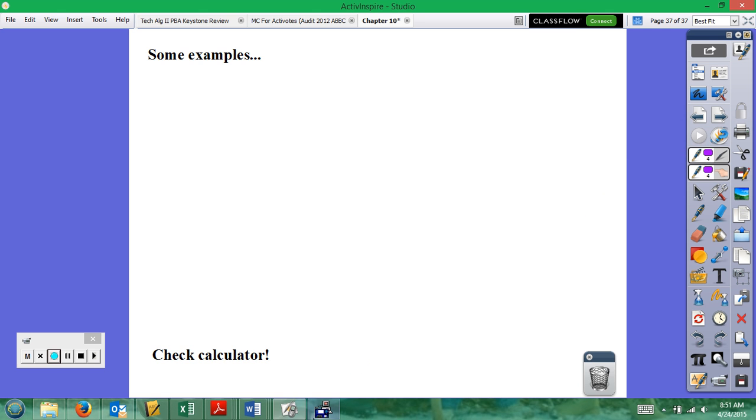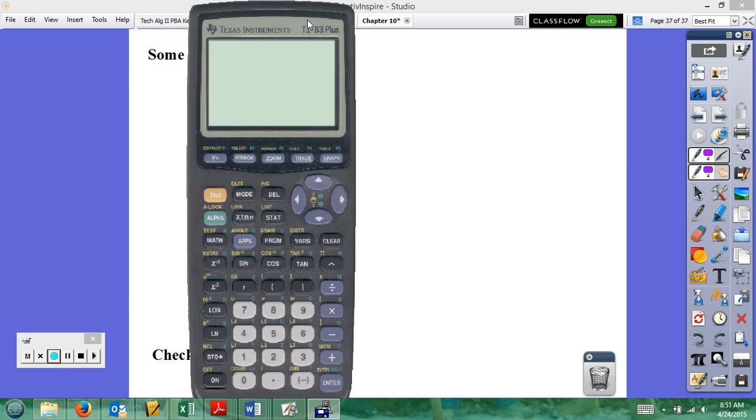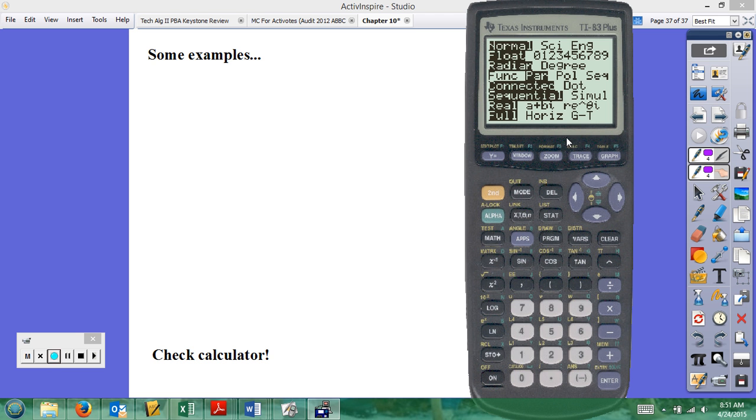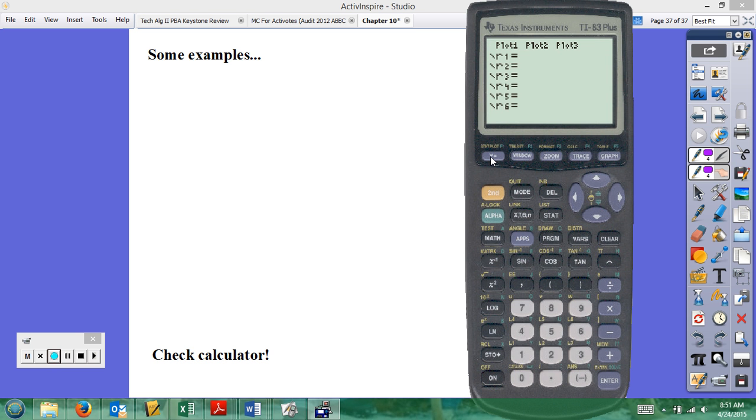One would be our calculator. Just want to point out to you that your calculator has a polar mode, just like it has a parametric mode. So if I press mode, there's function, parametric, polar, that last one's sequential. Maybe someday we'll look at that too. So if I go to polar mode and press y equals, well, lo and behold, it's r equals something.